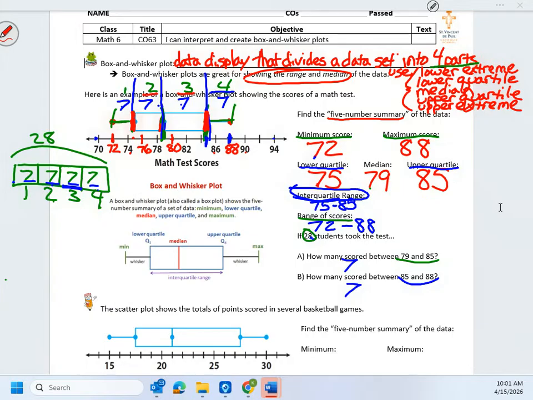What do you think, Jack? 14. Yeah, how did you get 14, Jack? You add 7 plus 7. I add my section 2 with my section 3. That's the interquartile range. So if it's asking how many are in the interquartile range, you have to add the 2 sections together.